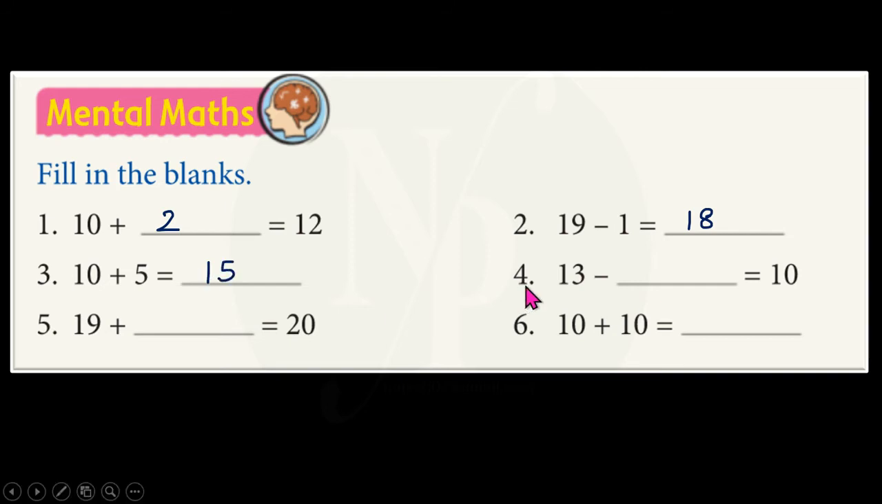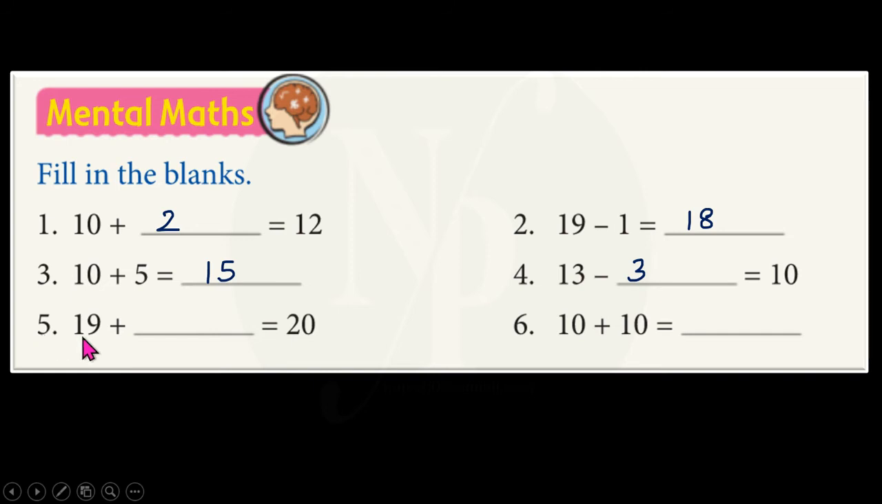Question number 4. 13 minus dash is equal to 10. So 13 is 3 more than 10, or subtracting 3 from 13 you get 10. So you should write 3 here. That is 13 minus 3 is equal to 10.